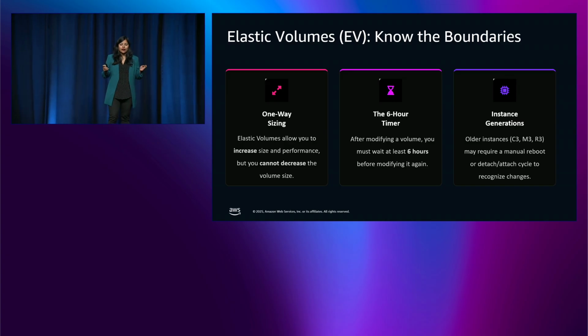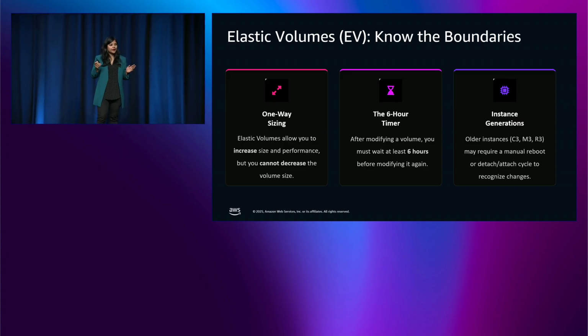Okay, so let's talk about what are the different boundaries and challenges associated with EV. Although we give you a wide range of gp3 in terms of size, in terms of IOPS and throughput, there are certain limitations. I mentioned some of them already. One-way sizing. When you're requesting to go from 100 gigabyte to 200 gigabyte, for example, you cannot come back to 100 gigabyte. There might be some workarounds, but directly you cannot do so. So just be cognizant of that.